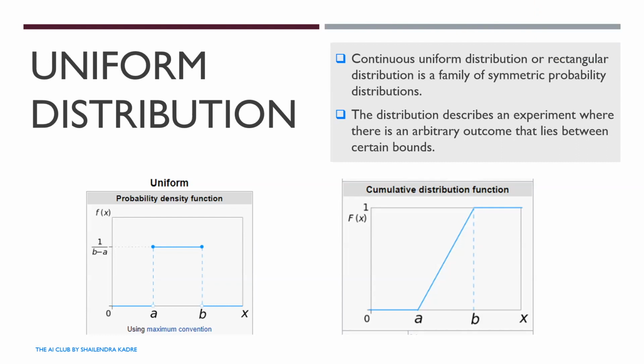Not decreasing. Right? So CDF for any distribution, whether it is normal, T, or uniform, whatever distribution you take, the cumulative distribution function is always an ever increasing function because it will increase from 0 to 1. Understood why? Because it is the area under the curve, right?